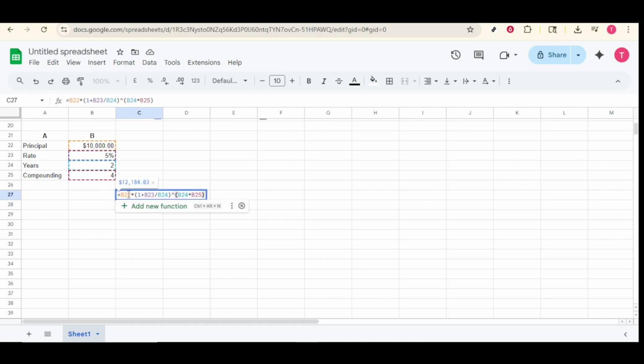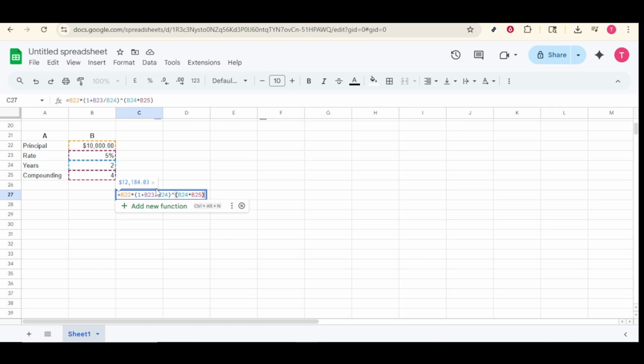Now in cell A2, type Rate, and in B2, input the interest rate, which we'll say is 5%. Remember, you'll need this as a decimal in the formula, so express it as 0.05. Next, in cell A3, write Years, and in B3, enter the number of years you plan to have your money invested. For this example, we'll use 2 years.